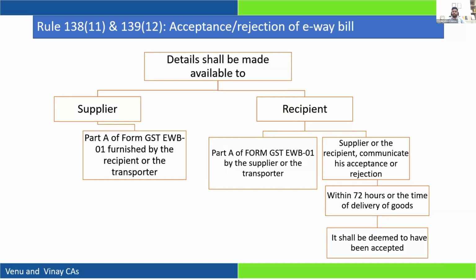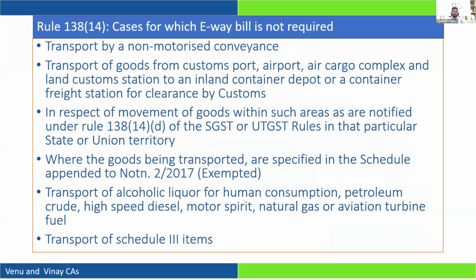This we have already discussed: in case of the supplier, he can cancel the e-way bill within 24 hours, whereas the counterparty has an option to accept or reject within 72 hours of the e-way bill. Okay, this we already discussed. So sub rule 14 of Rule 138 provides the cases where the e-way bill is not required to be generated. We'll see what all the cases are.